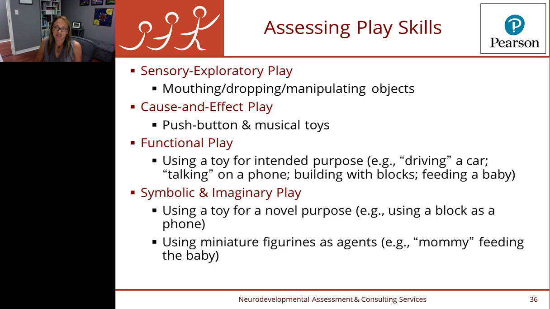And then it transitions to cause and effect play. So in toddlers and preschool age kids, they love push button everything, musical toys, pop-up toys. And then it goes into functional play. So you take toys and you play with them in their intended manner. Cars go on a racetrack. A toy phone goes to your ear. A baby doll goes in a carriage or in a crib. And then it goes into symbolic and imaginary play. I'm going to pretend that I am the superhero, or I'm going to pretend that this block is my car or my toy phone. In autism, you see extended sensory exploratory play.